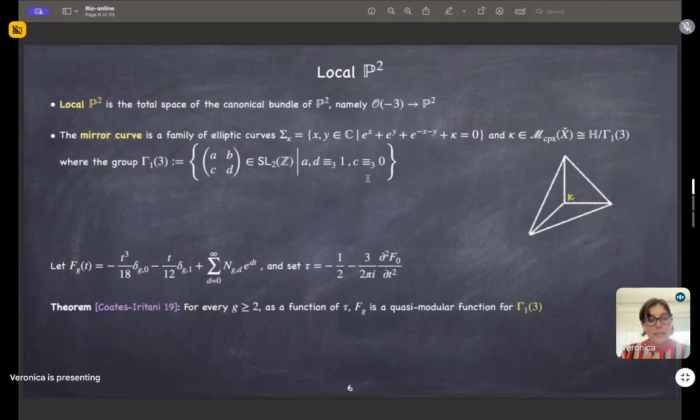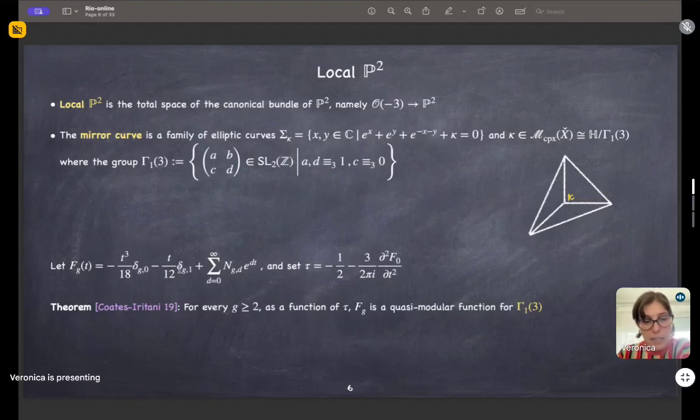Okay, so as I was saying, the conjecture of Haghighat, Bouchard, and Klemm is a theorem in this case. And more precisely, if you consider the generating function F_g of these Gromov-Witten invariants for local P2, then for genus greater than 2, as a function of a coordinate tau, which is defined in the following way, F_g is a quasi-modular function for the group gamma_1(3).